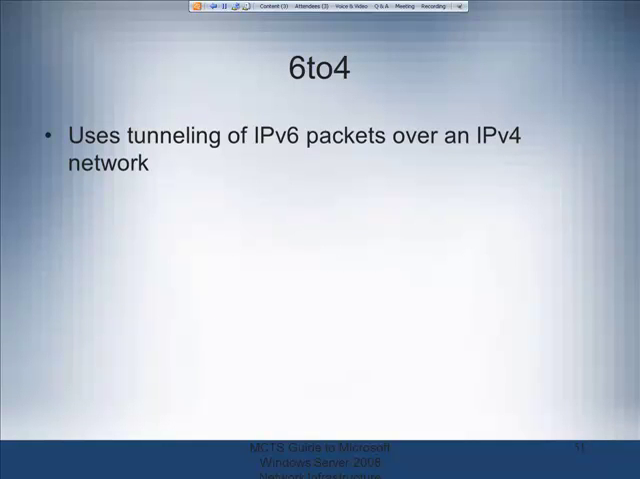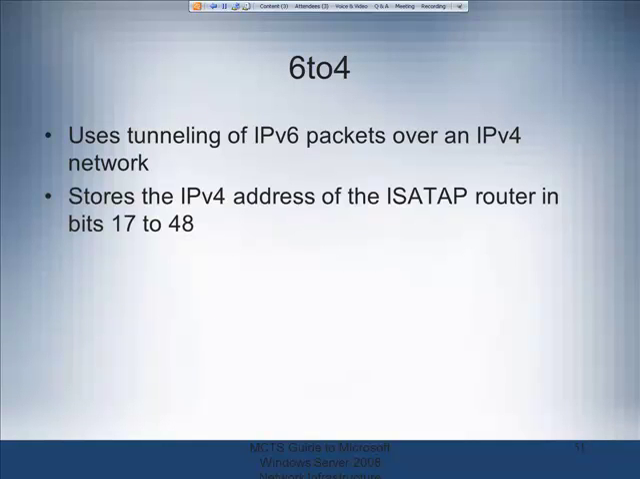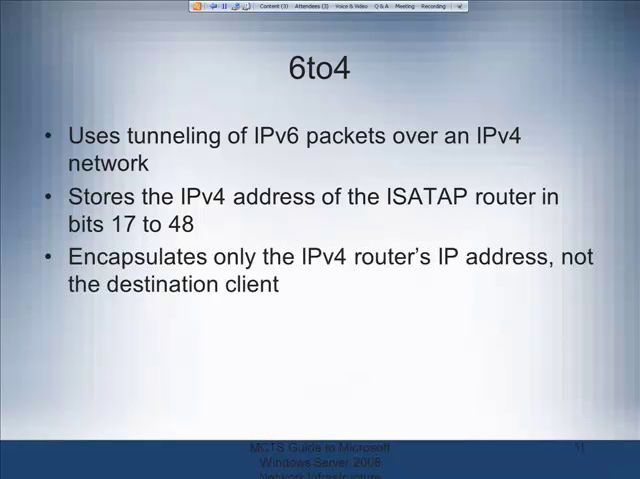6to4, tunneling the packets over the IPv4 network. It stores the IPv4 address of the ISATAP router in bits 17 to 48. So the difference between 6to4 and ISATAP is where the IPv4 address is stored in the address itself, so that the protocol knows where to look for that particular part of the address.